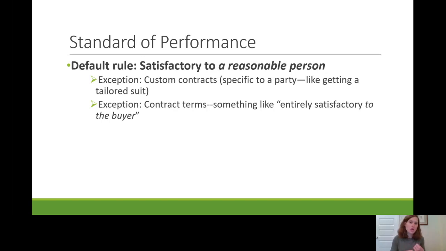A couple of exceptions: if you have a very customized contract, like getting a suit tailored, or if you have a portrait done, something that's very personal or customized, the standard becomes satisfactory to that particular party. Also, contract terms can get around this. If you add language that says that performance needs to be entirely satisfactory to the buyer or to the seller, that makes it personal. And so we don't have to rely on the standard of how would a reasonable person evaluate this? We're going to look at my own personal use.